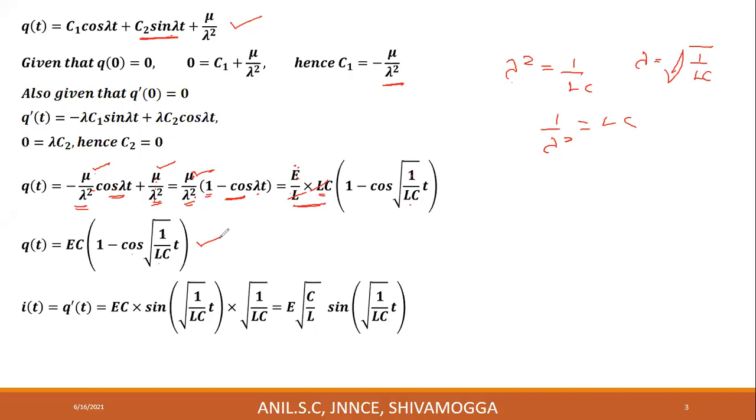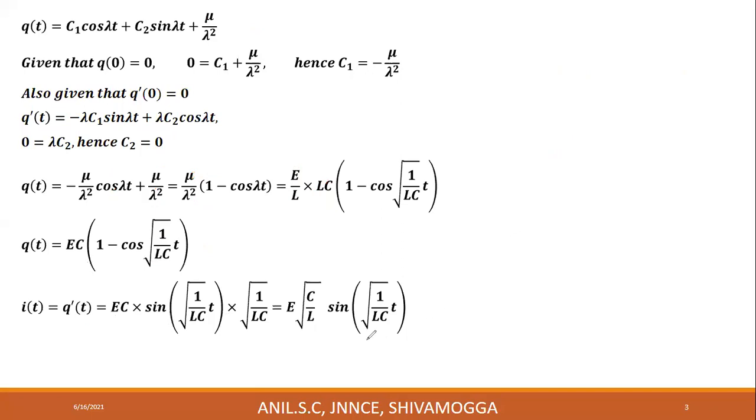And further, what is required? I is required. I means dq by dt. You just differentiate this with respect to t. This will be the solution. Just differentiate with respect to t. For your doubts, you can unmute and ask.